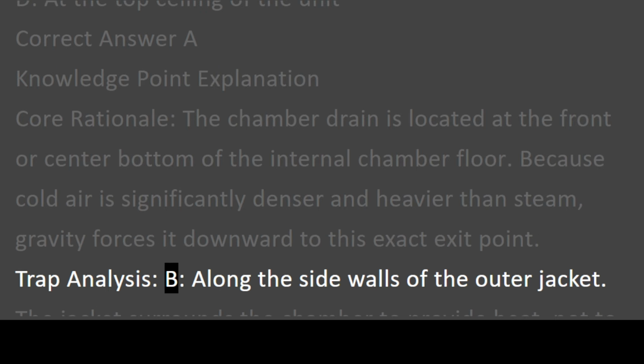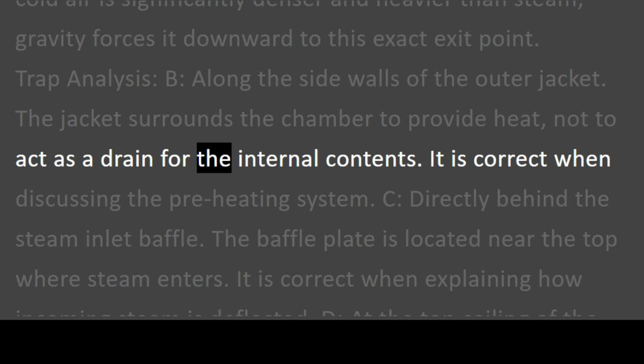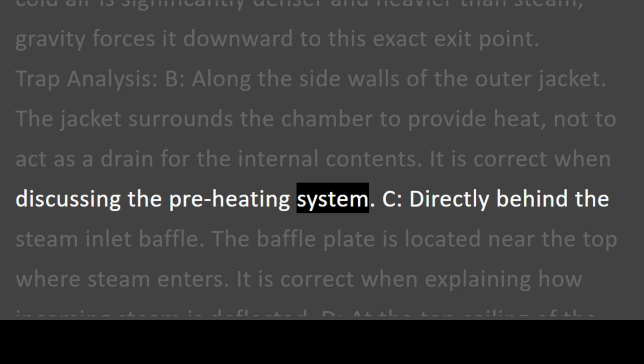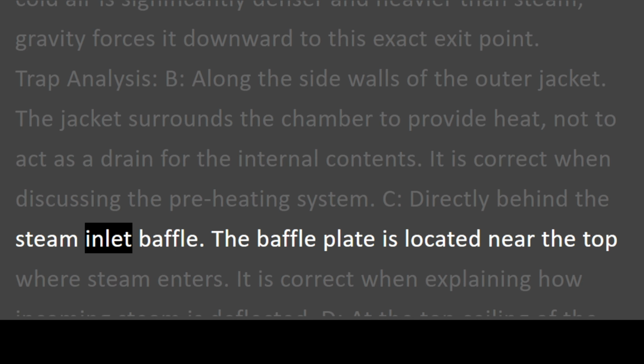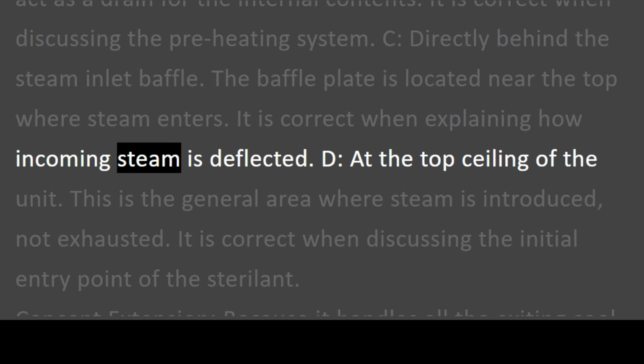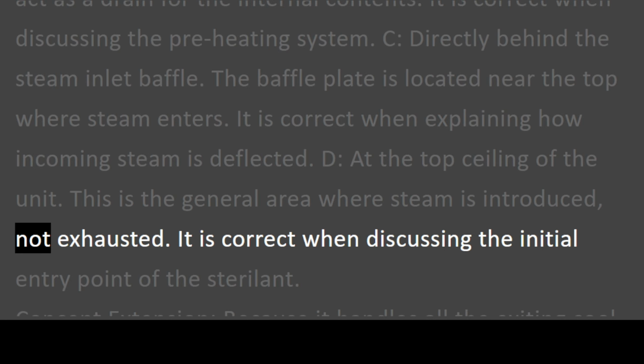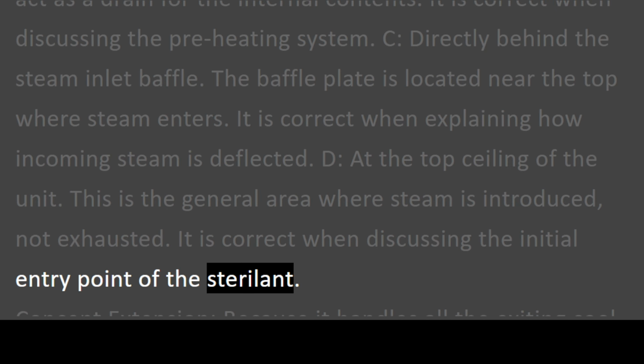Trap analysis. B. Along the side walls of the outer jacket. The jacket surrounds the chamber to provide heat, not to act as a drain for the internal contents. It is correct when discussing the preheating system. C. Directly behind the steam inlet baffle. The baffle plate is located near the top where steam enters. It is correct when explaining how incoming steam is deflected. D. At the top ceiling of the unit. This is the general area where steam is introduced, not exhausted. It is correct when discussing the initial entry point of the sterilant.